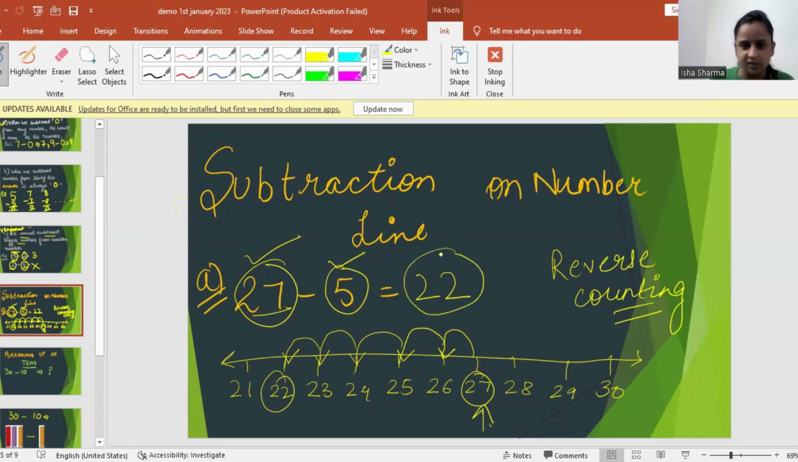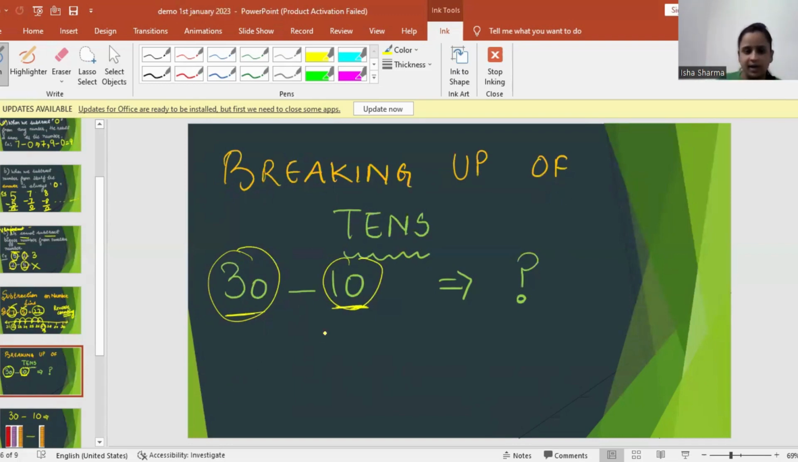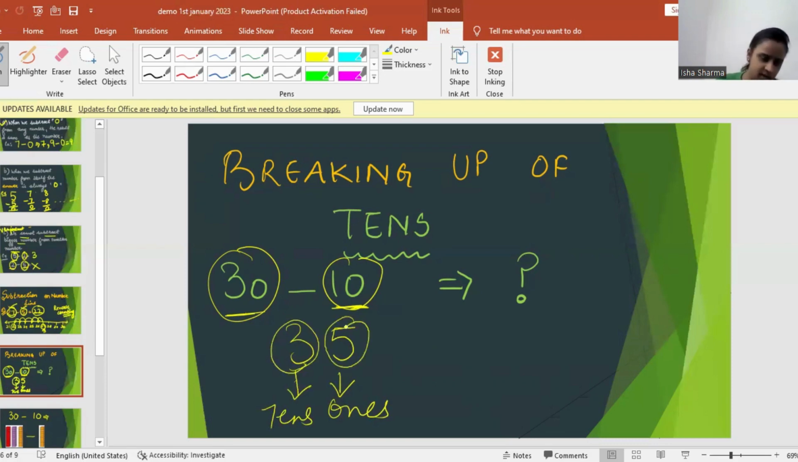So the answer will be 22. You can do this subtraction on your fingers also. Now, the next is breaking up of tens. How can we break this equation? This is 30 and this is 10. In my previous sessions, I have discussed how to break any 2-digit number, right? If I say 35, 5 is in the ones place and 3 is in the tens place. We can easily say that there are 3 tens and 5 ones in 35.